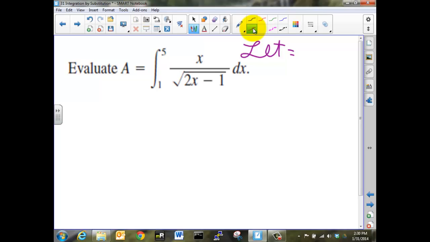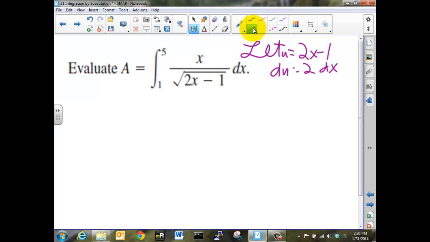No. Oh, yes, it is. Ooh, terrible, it is, isn't it? What's our u going to be? 2x minus 1. All right, so when we do that, then that's u equals that. So then du is 2dx. And when we look back at our problem, we don't have a 2dx over there.